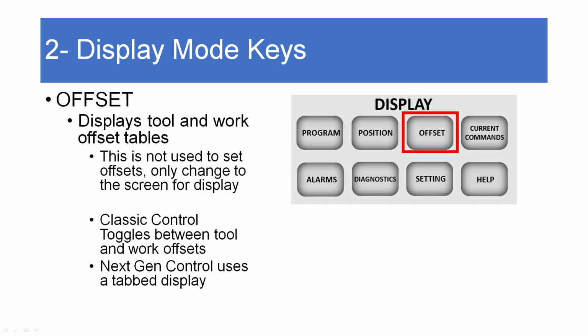Note that this key has a slightly different operation in the next generation control, or mill, than the classic control of our lathe. In the classic control, pressing offset will toggle between work offset and tool offset tables, while in the next generation control, you'll use this key to enter the offset page and then navigate to either the tool or work offset tab by using the cursor control keys.